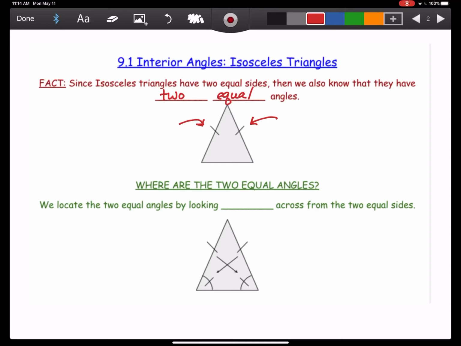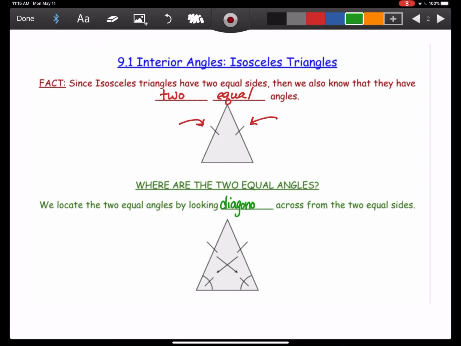So the whole point here is, how do we find those two equal angles? So let's jump down to the green information. The green information starts with, where are the two equal angles? And you're going to write all of this. So you might want to pause the video, write this sentence down. Okay. We locate the two equal angles by looking diagonally. Yeah, that's what we want to say.